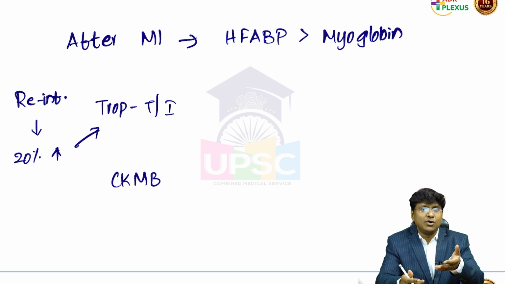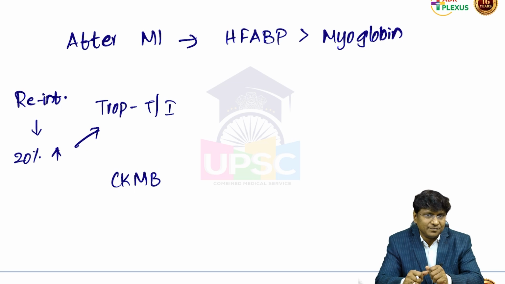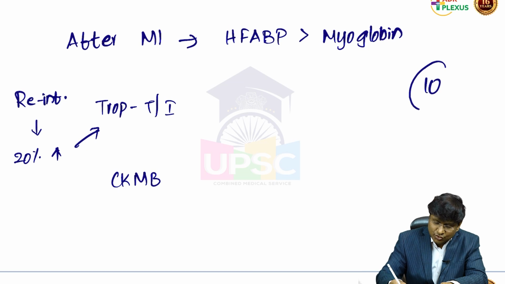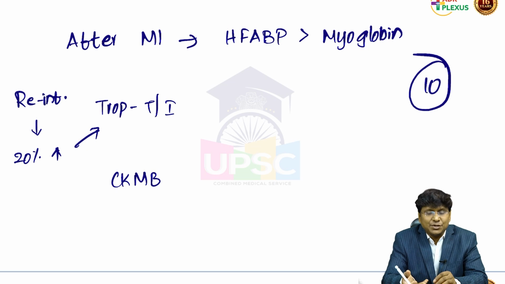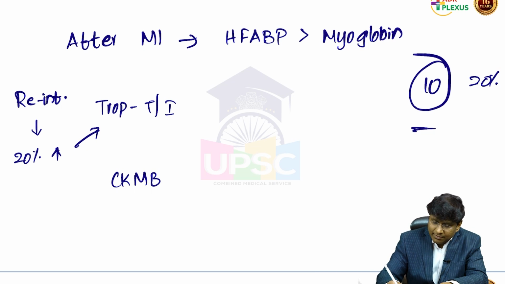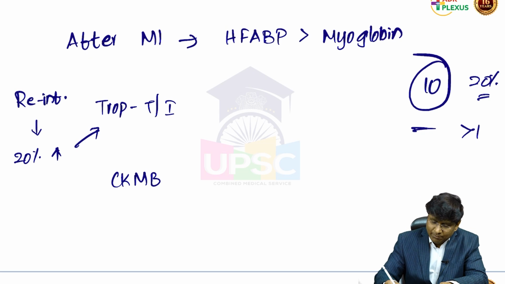See, the normal troponin T value is less than 0.04, right? Now suppose a patient with MI has come and that particular patient's troponin T, let us just assume, is 10. To assess reinfarction, from the baseline value of 10, it should increase by more than 20% of 10. So the value should be more than 12.